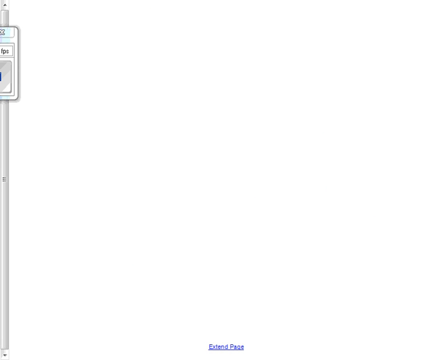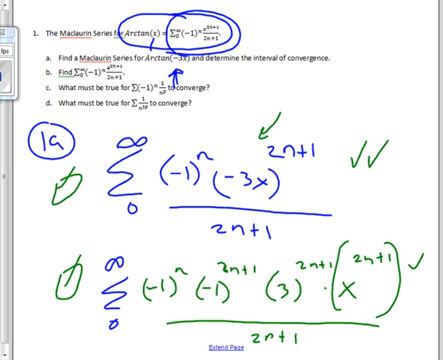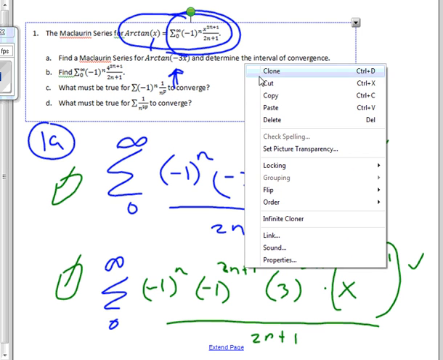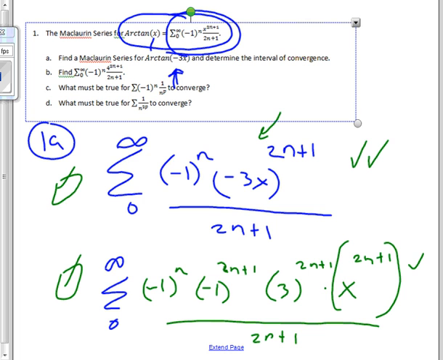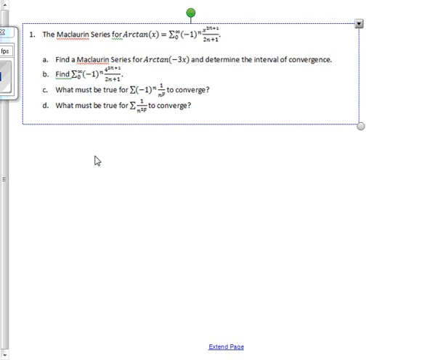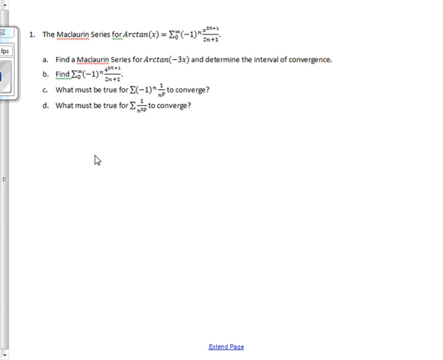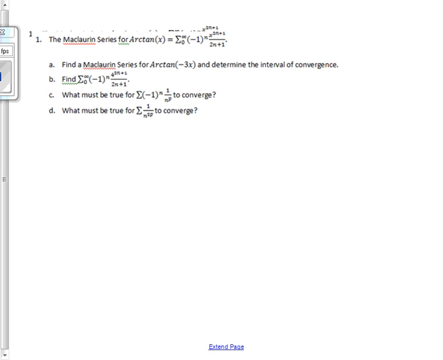problem, what are we trying to do? Oh, and we also need to determine the interval of convergence. So, let's see. To determine the interval of convergence, we're going to do a ratio test. So I'm going to look at a of n plus 1 over a of n, the limit as n approaches infinity, and see if this is less than 1, or see when it's less than 1.